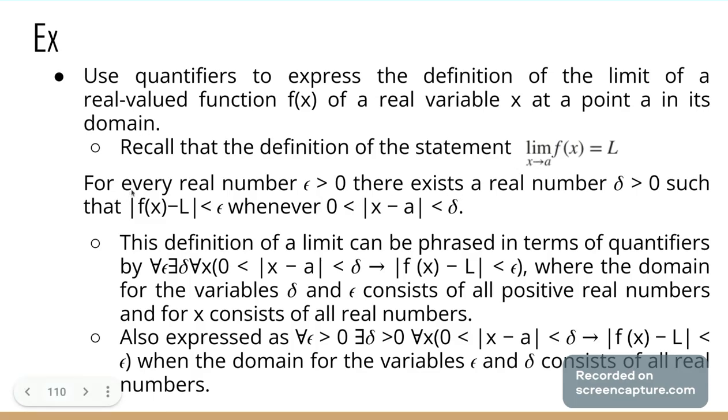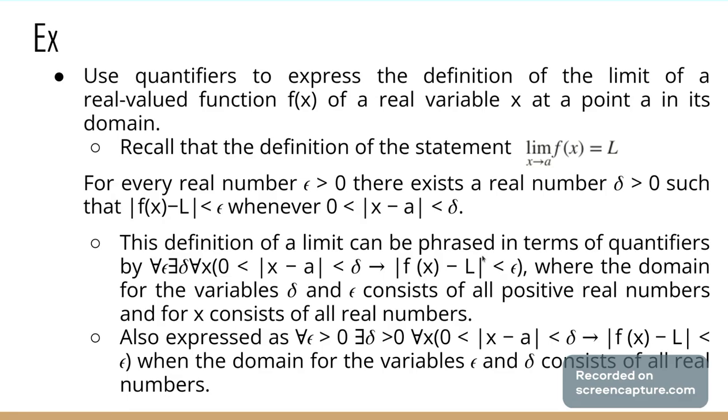Now, to reflect this particular statement, what is the quantifier that you can use? This definition of limit can be phrased in terms of quantifiers. So in effect, we are saying for all epsilon, there exists delta, for all x such that 0 less than absolute value of x minus a less than delta implies that absolute value of f of x minus L is less than epsilon.